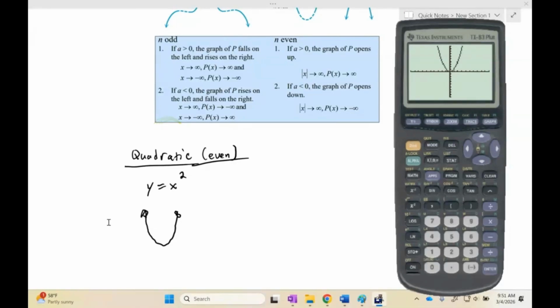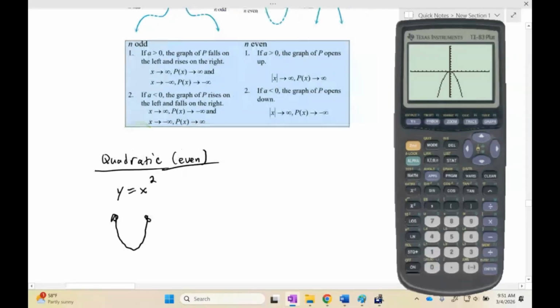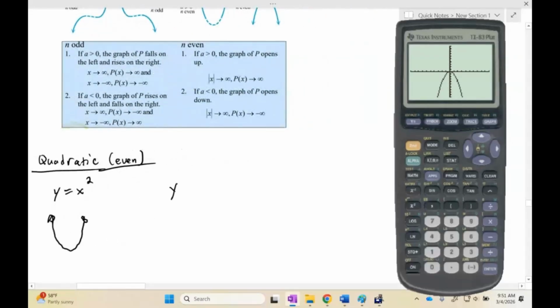We also talked about reflecting across the x-axis. So if I were to go into y equals, and let's say I make this negative x squared, and if I graph, notice that the graph reflects across the x-axis. Notice that both of my endpoints are still going in the same direction. So y is equal to negative x squared looks like this.